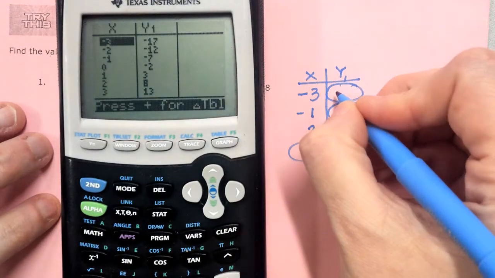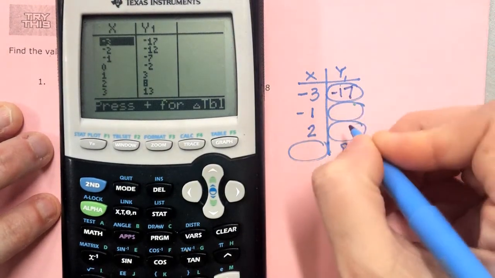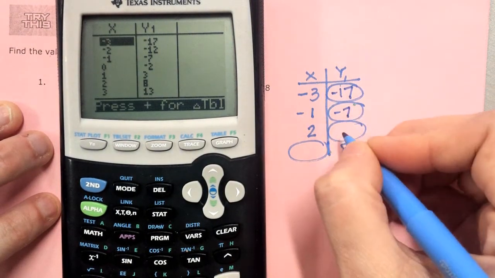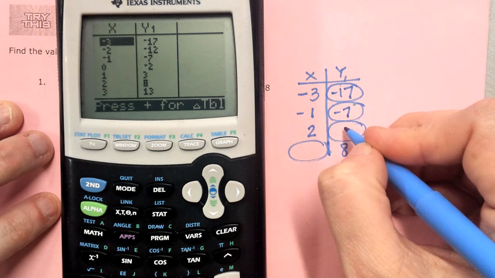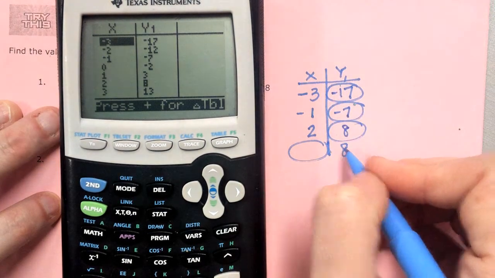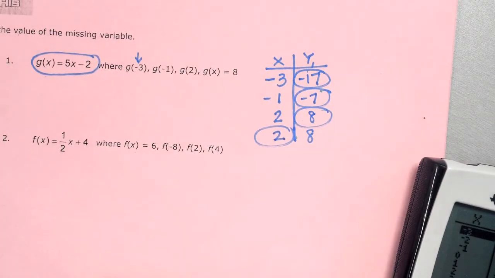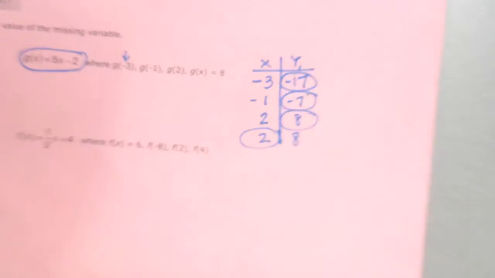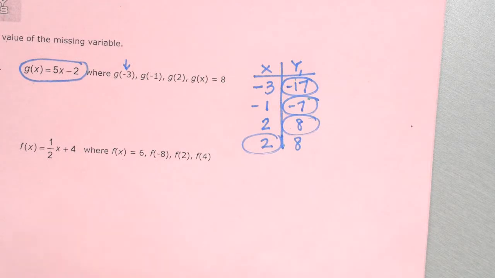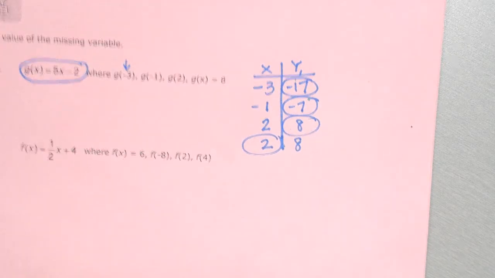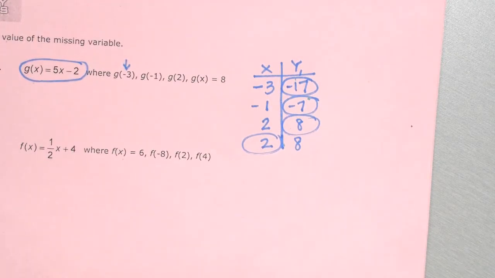So negative 3, I have a y value of negative 17. Negative 1, I have a y value of negative 7. 2, I have a y value of 8. And then when y is 8, I have an x value of 2. What do you guys think? Okay. Are some of you going to overcomplicate this? Yeah, you are. Some of you are already overcomplicating this, but this is literally all it is. Okay? It's just calculator stuff.